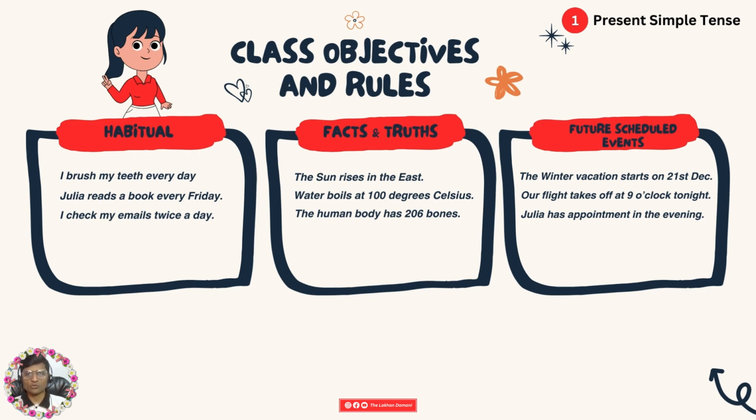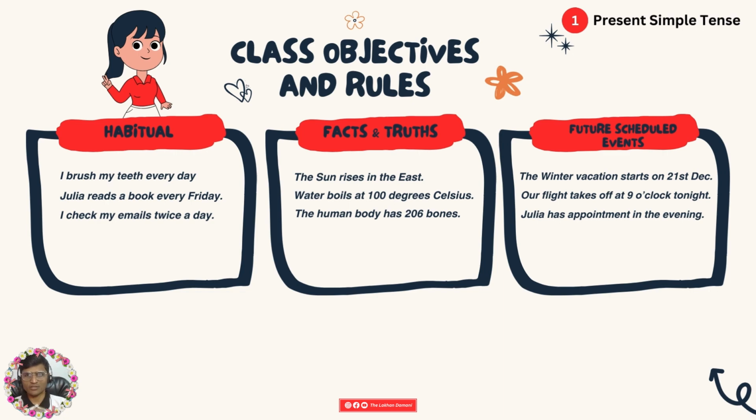Now we are moving to the next part, facts and thought. The sun rises in the east. Water boils at 100 degrees Celsius. The human body has 206 bones. So these are general facts or thoughts, right? You can pause the video and start typing or thinking of your own. It is good practice. Lastly, future scheduled event.